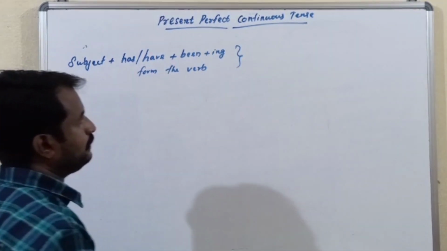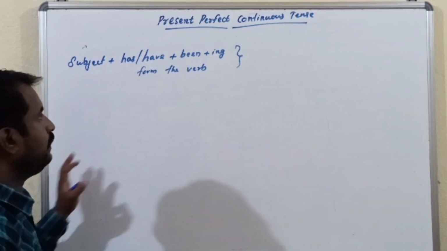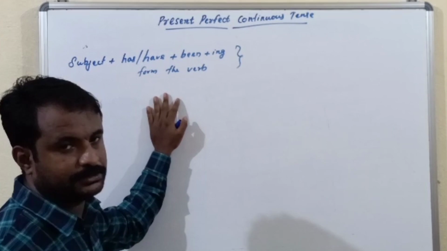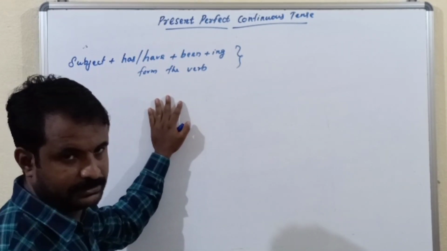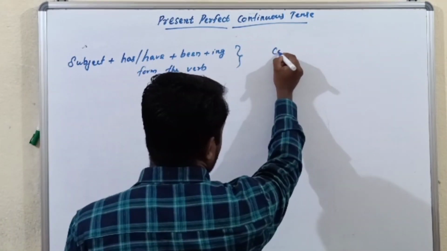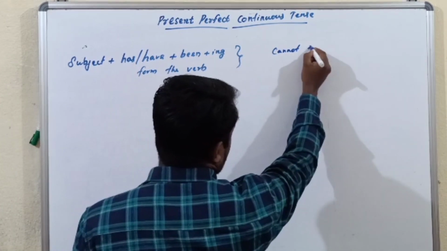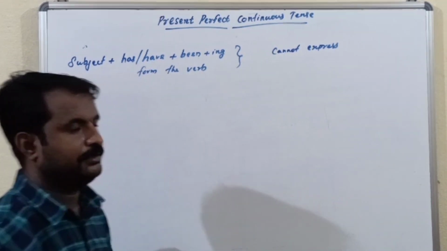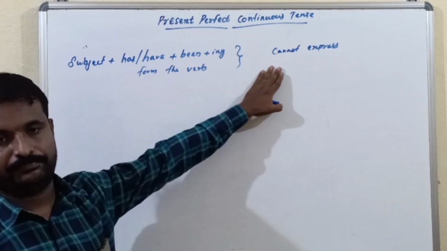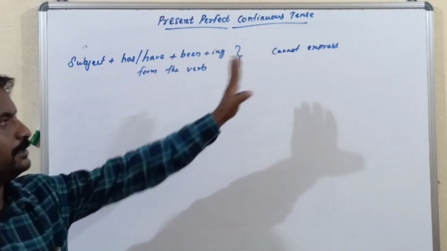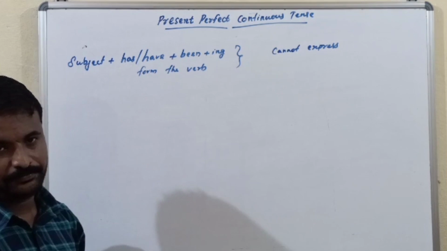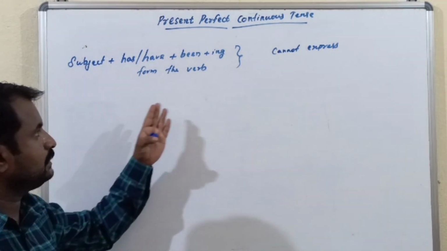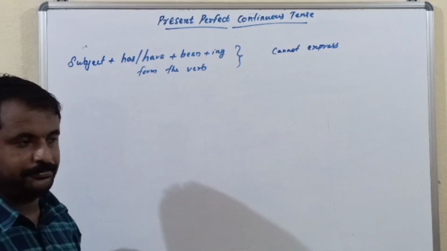And this you must know: present perfect continuous, that means perfect continuous tense, we cannot express in passive. So it does not have any form. That means it cannot be converted into passive voice. We have active voice only in present continuous tense and present perfect continuous tense.